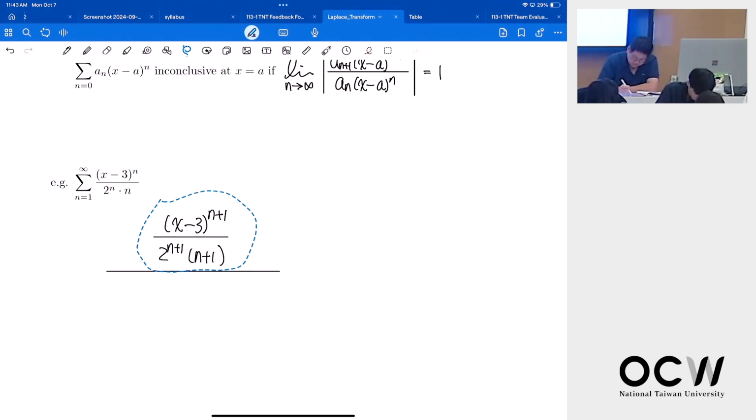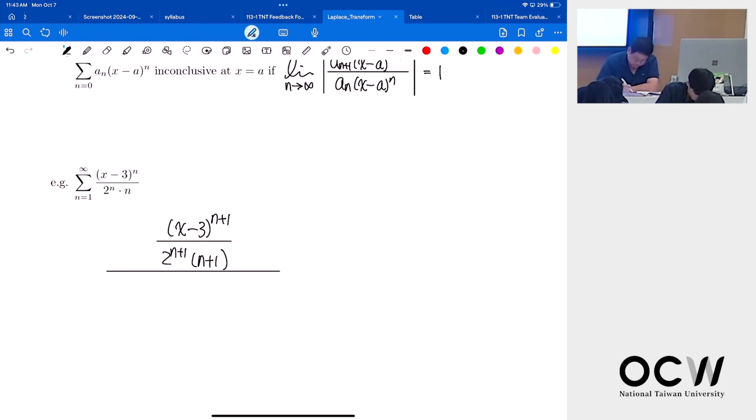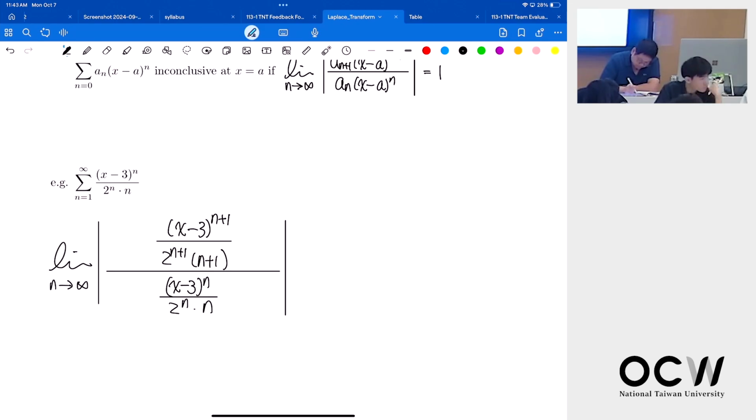And then the current term, (x minus 3)^n divided by 2^n times n. Take the absolute value and then take the limit as n goes to infinity and see.